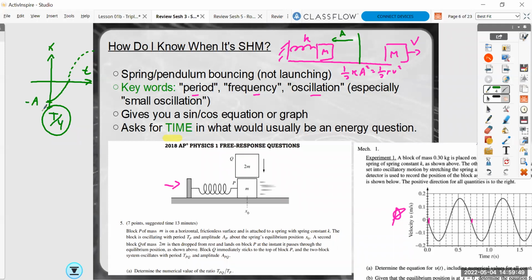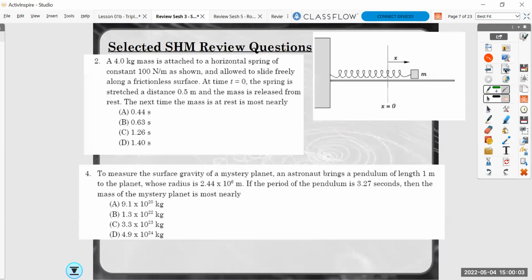So once in a while, they will throw you for a loop and ask for a time question. If they ask you for time in what looks like an energy question and there are springs or pendulums involved, it's probably a simple harmonic motion question. Let's take a look at a few of these.